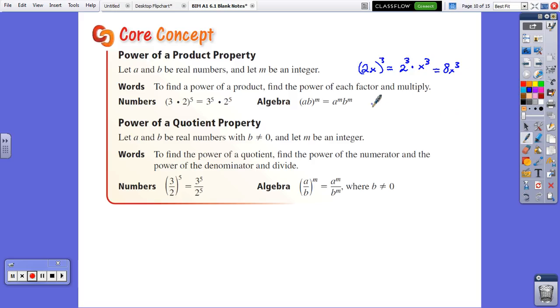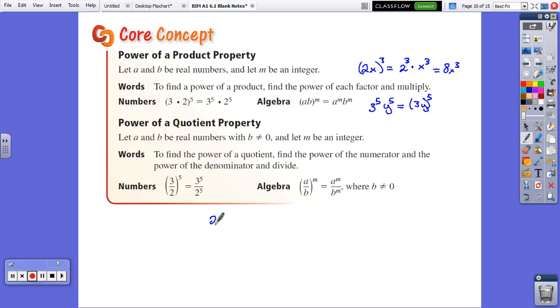You could say, okay, I have 3 to the 5th and I have y to the 5th, so I can rewrite this as the quantity 3y to the 5th power. Down here, same thing just with quotients. If it's in a fraction, we can distribute that power to both the numerator and the denominator, and then we can also undo it.